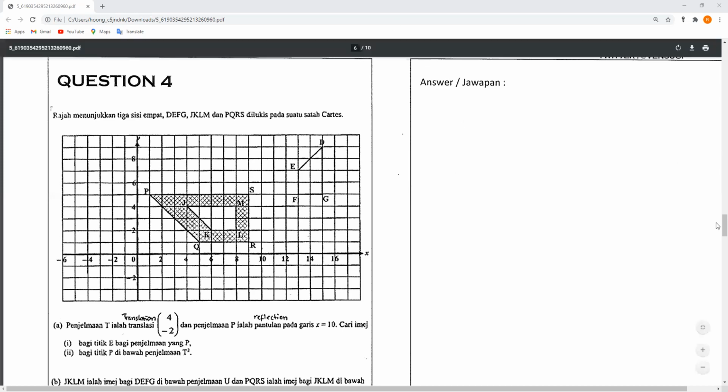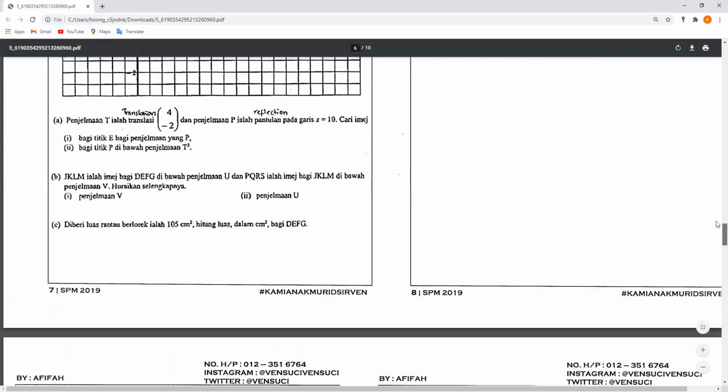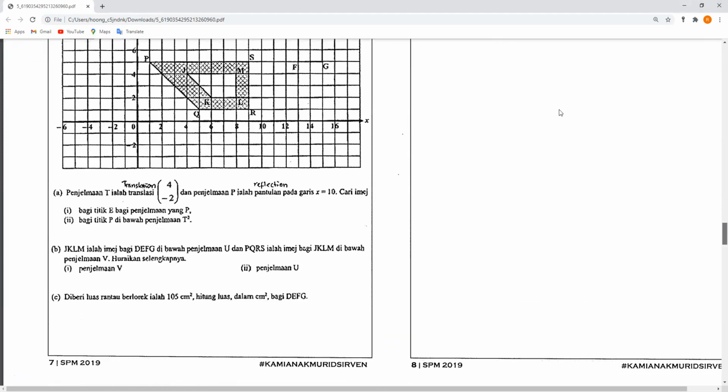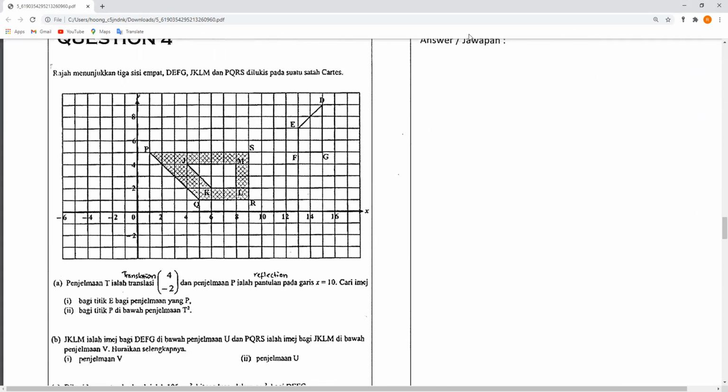Okay. So next question. Right now we're moving on to this question, B and C. JKLM is the image of DEFG under the transformation U, and PQRS is the image of JKLM under the transformation V. So they want you to describe the transformation V and transformation U. So we need to see which is the image of which. So PQRS is an image of JKLM.